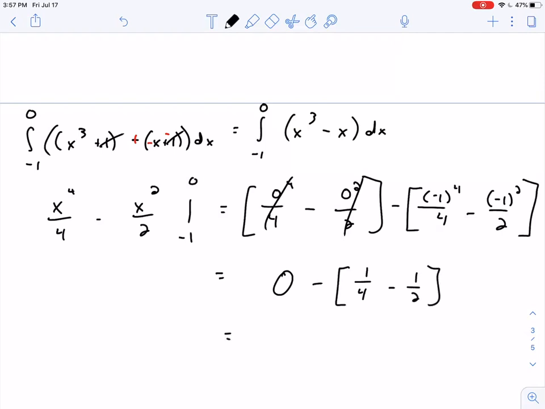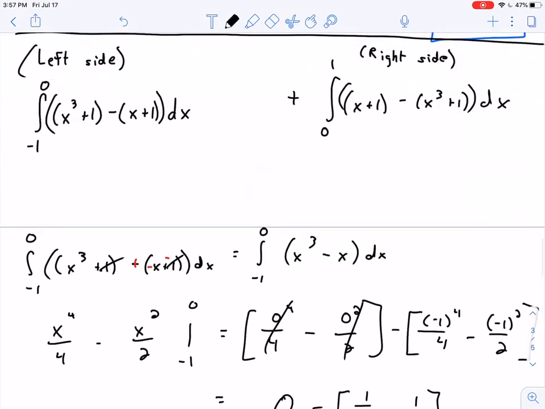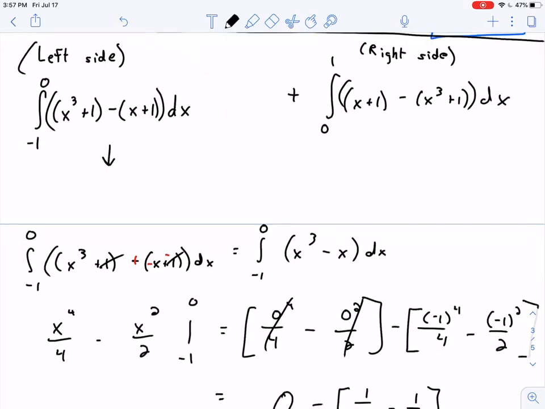If I get a common denominator, I've got 1/4 minus 2/4, which gives me -1/4, and with the opposite sign, a positive 1/4. So, okay, I've done a lot here, but that means that the definite integral on that left-hand side has a value of 1/4. So now, I just need to find the definite integral on the right-hand side.